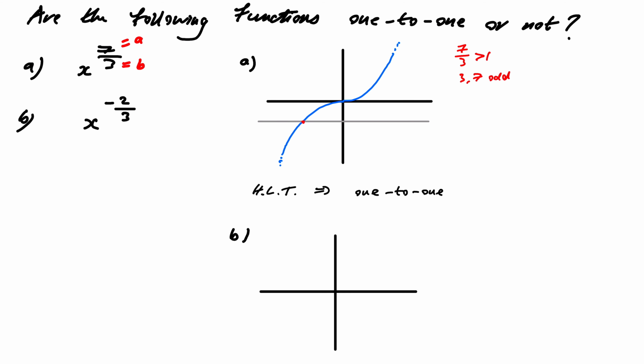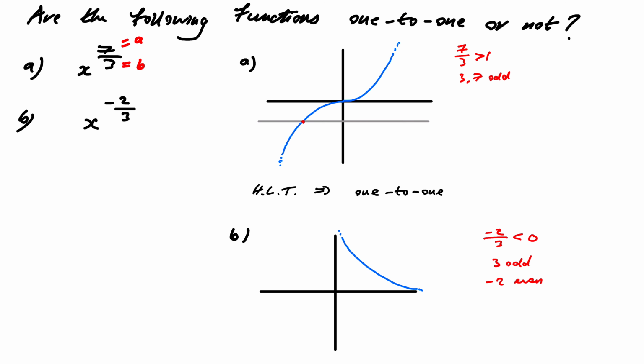So let's just go through the important points. Minus 2 over 3 is negative. 3 is odd on the bottom. And 2 is even. So what does that mean the basic shape is? Well, it's going to be standard stuff on the positive side, this guy.